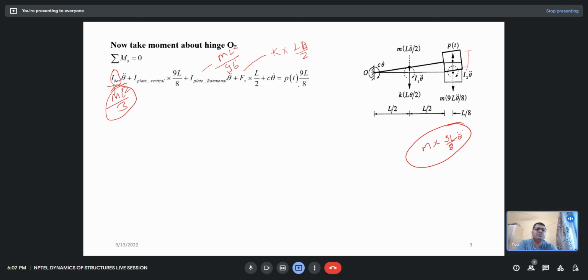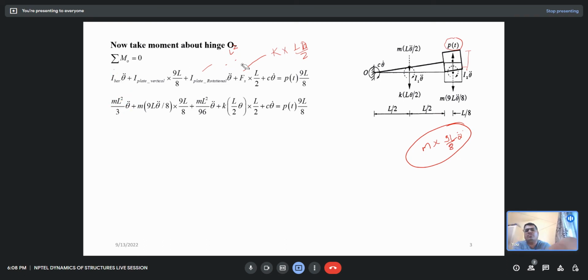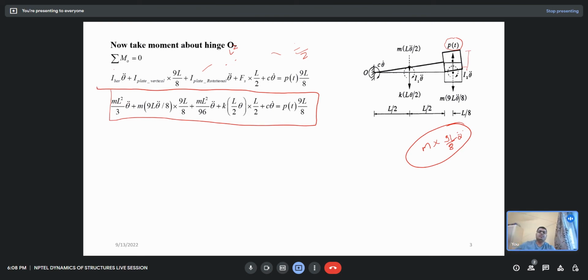Okay. And this is the force P(t) which is acting here. So that will be the center to center distance from the hinge to this, that is 9L by 8. If you put in the value of I plate rotational and then rearrange the terms, I get my equation of motion in terms of theta, considering this mass as well as this mass. Okay, this is the simplest question.